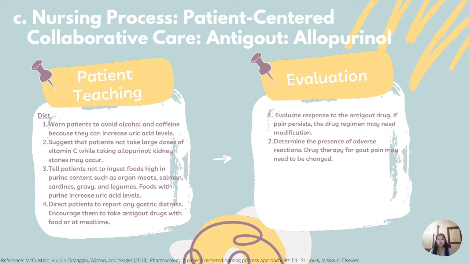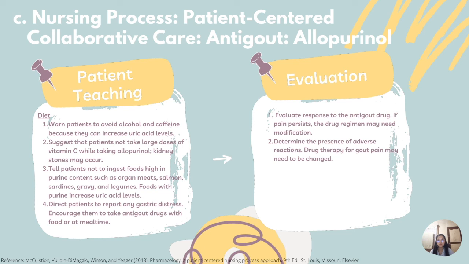For their diet, we're going to warn patients to avoid alcohol and caffeine intake because this can increase their uric acid levels. Next, we're going to suggest to our patients not to take large doses of vitamin C as this will cause kidney stones to occur. Next, we're going to tell our patients not to ingest foods high in purine content such as salmon, gravy, organ meats, sardines, and legumes, since foods high in purine increase uric acid levels.